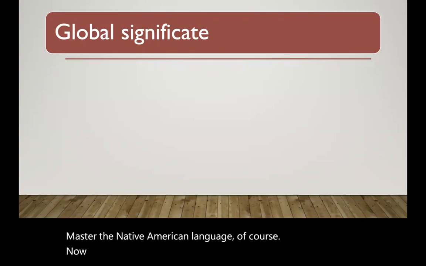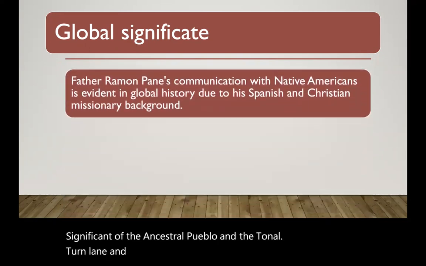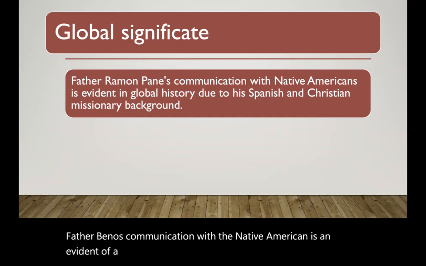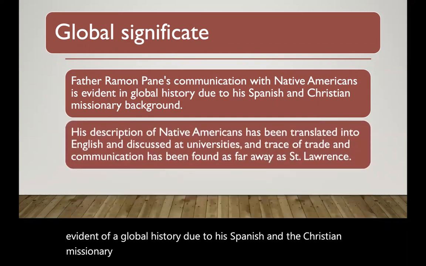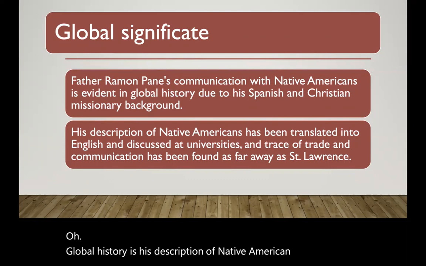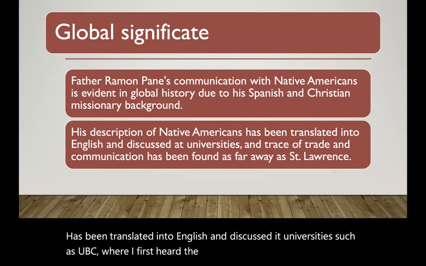Now let's look at the global significance of the Ancestral Puebloan and the Taino timeline entry. Father Pane's communication with the Native Americans is evidence of global history due to his Spanish and Christian missionary background. Another piece of evidence of global history is that his description of Native Americans has been translated into English and discussed at universities such as UBC, where I first heard about their stories.